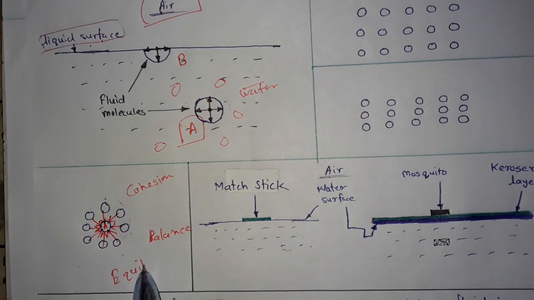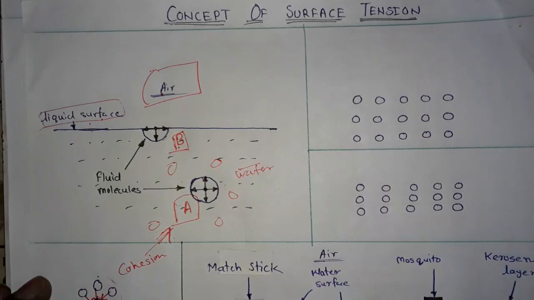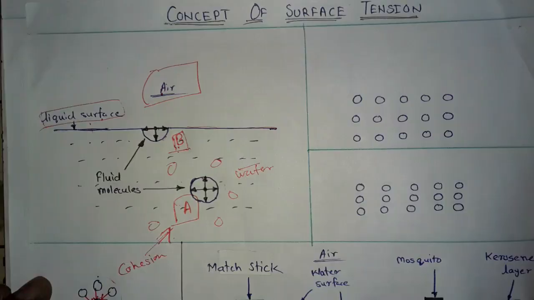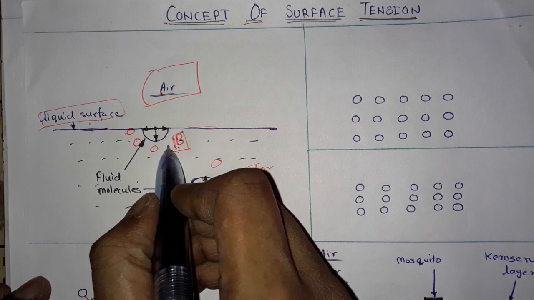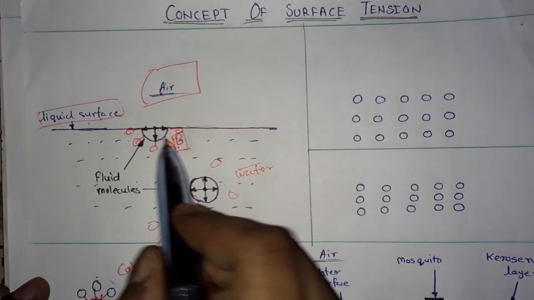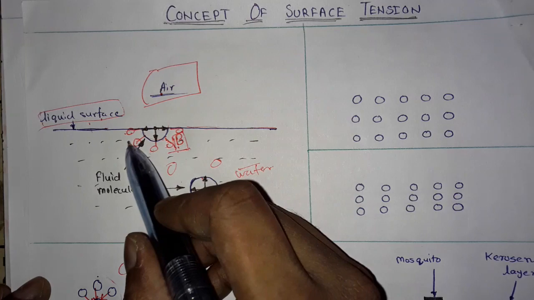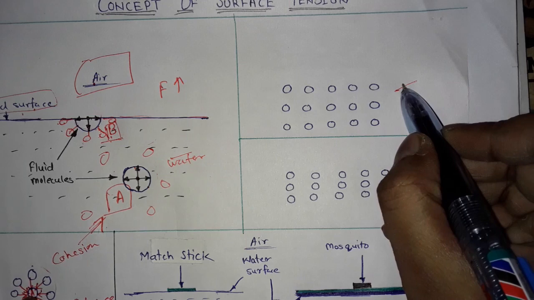This is case A. And in case B, this B molecule is at the free surface. This is a free surface, and above this, there are no water molecules. So friends, the molecules will be like this in this case. These molecules attract this molecule from here, and because of these attraction forces, the net downward force created by these molecules will be higher.